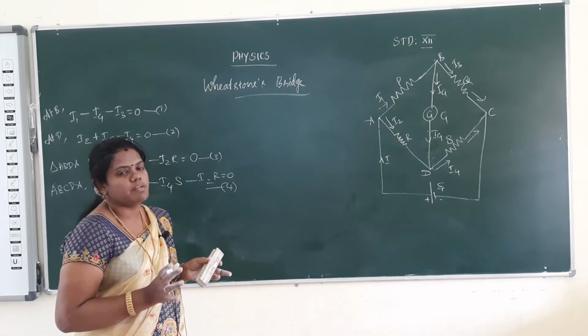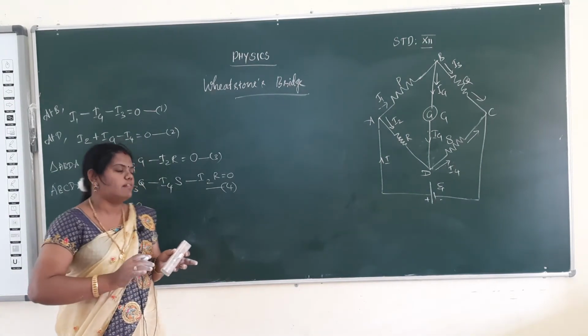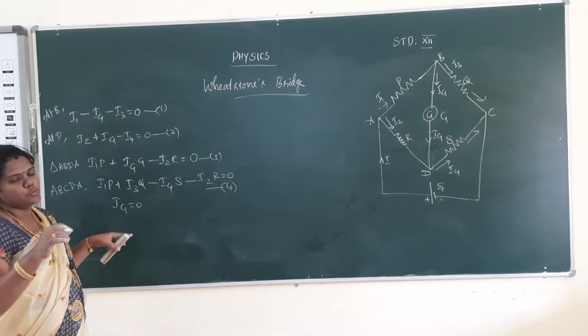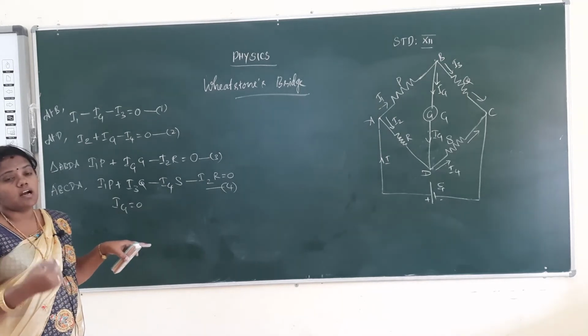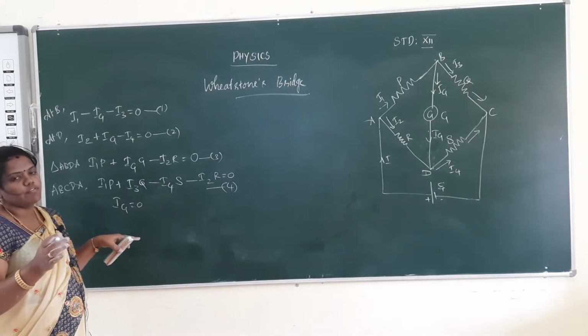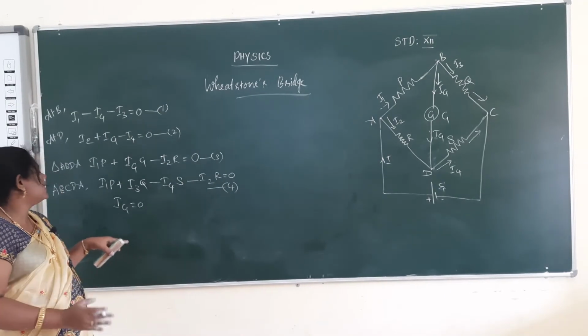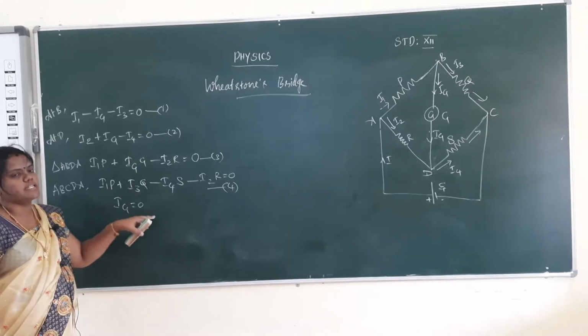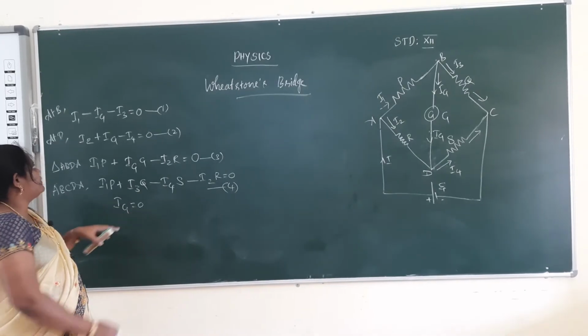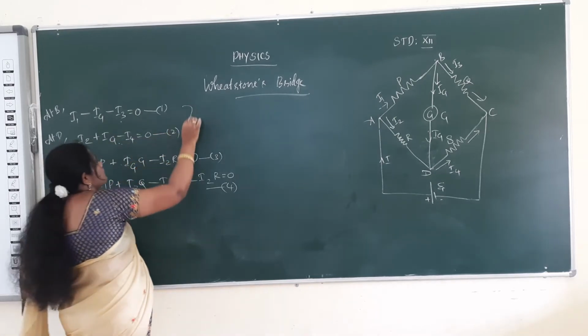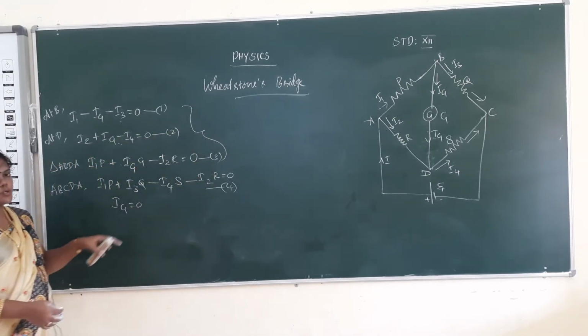So null deflection means the galvanometer does not show any reading. So the current flowing in the galvanometer will be taken as 0. The galvanometer always shows null deflection. What is null deflection? The needle does not go here or here, it stays in the middle. Since it shows null deflection, the current flowing in the galvanometer will be taken as 0. Substitute the Ig value in the first 3 equations, 1 2 3. In these 3 equations we must substitute the Ig value.